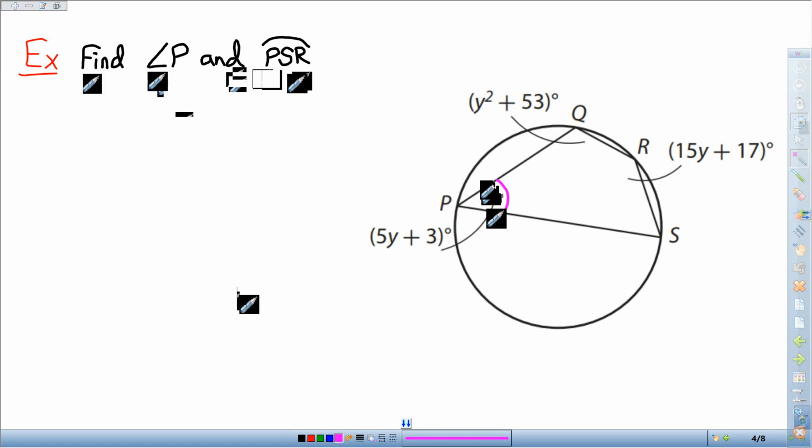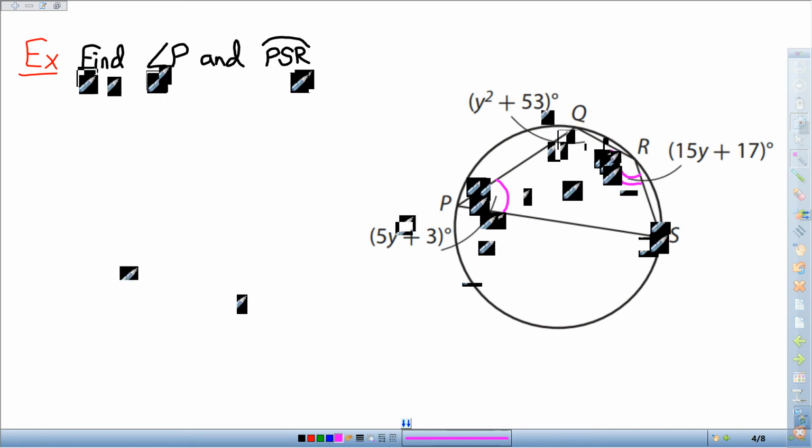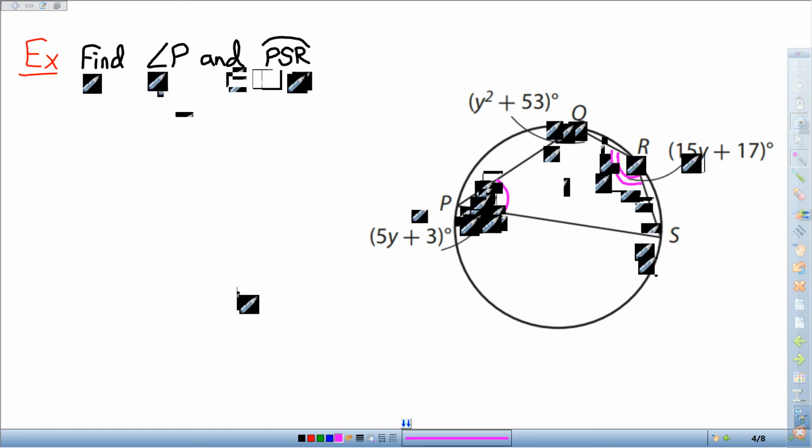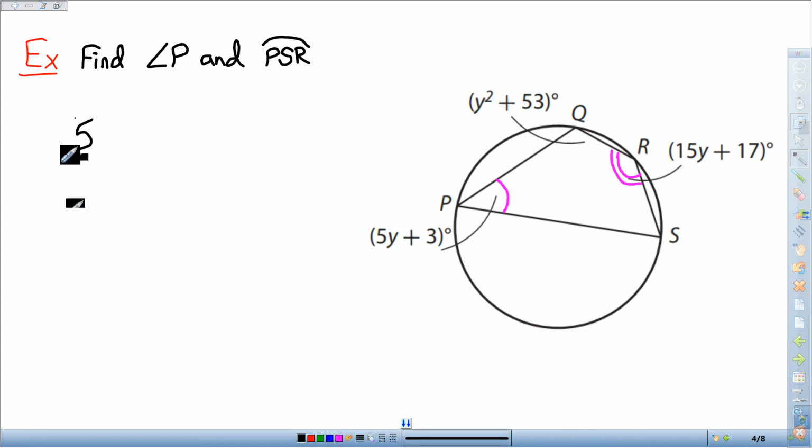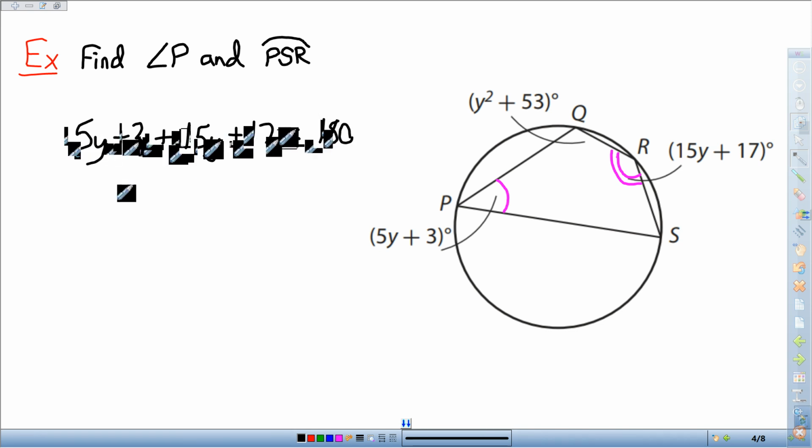Here is that angle. First thing I'm thinking is, do I have the intercepted arc? I don't have the measure of this arc, and right now I don't think there's a way of finding it. So what else do I know about this angle? Well, I know that R is opposite it, and this is an inscribed quadrilateral. These are going to add to 180, and they both have y as their variable. I can make an equation out of this. Let's write it out. I know that 5y plus 3 plus this other angle, 15y plus 17, equals 180.